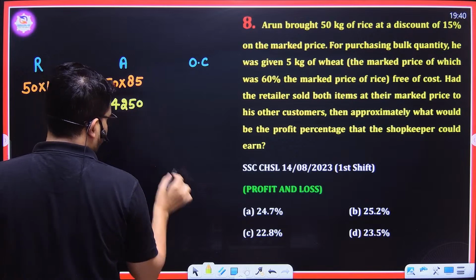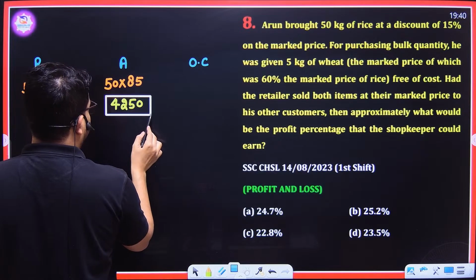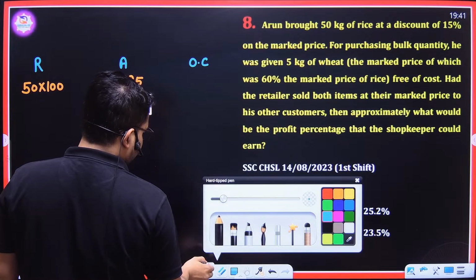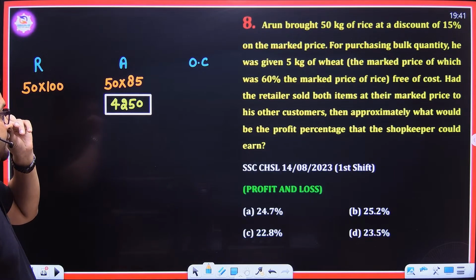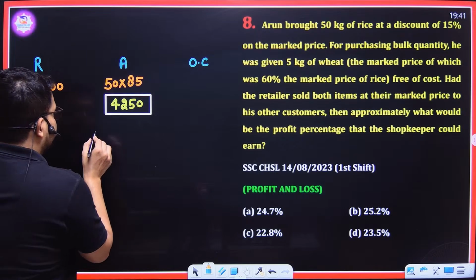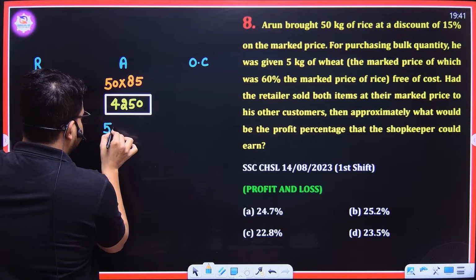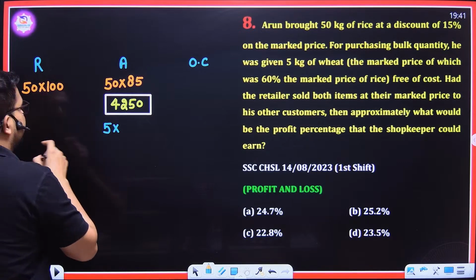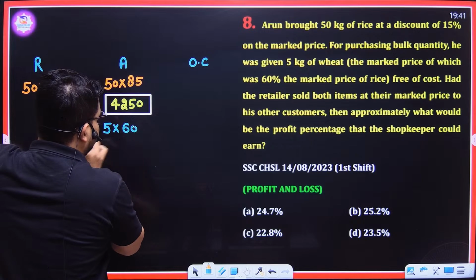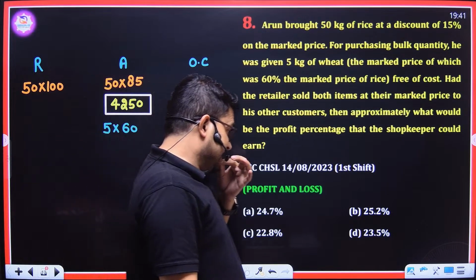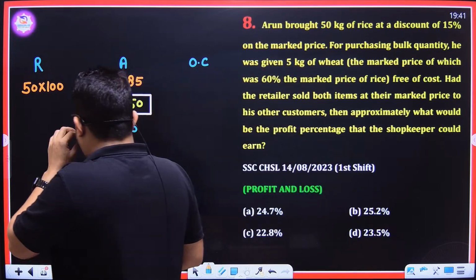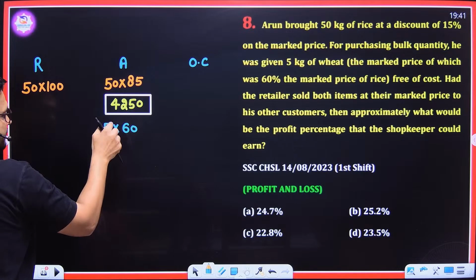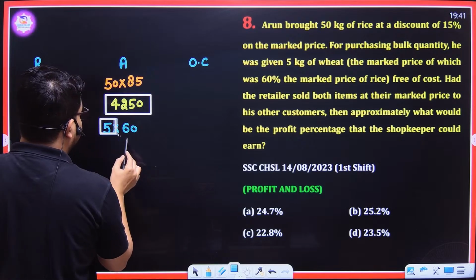Arun will pay 4250 to the retailer, but the retailer is a philanthropist. What he has done, he has given 5 kg free. It means Arun gets 5 kg free, at 60% of the original MRP. MRP is 100 and he has got this at 60% of the price. It means the retailer will take this money only, because this one is free for Arun.